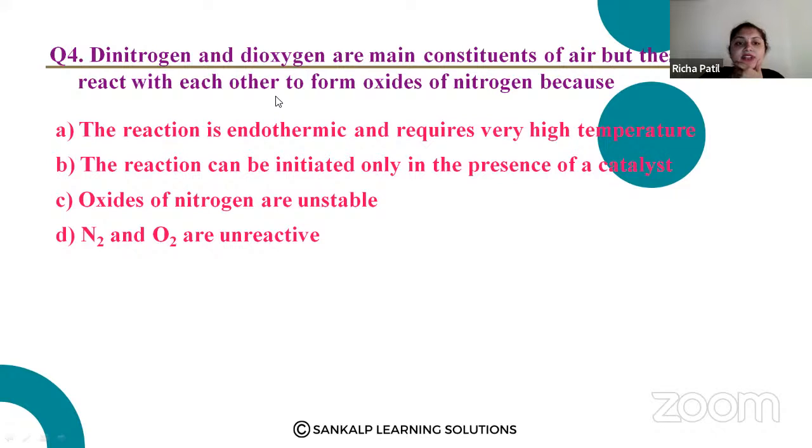Dinitrogen and dioxygen are main constituents of air, but these do not react with each other to form oxides of nitrogen because, option A, the reaction is endothermic and requires very high temperature. So this is the correct answer.